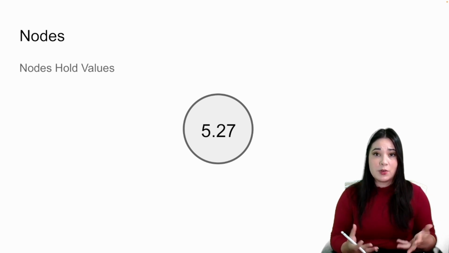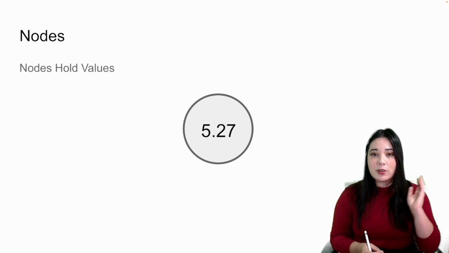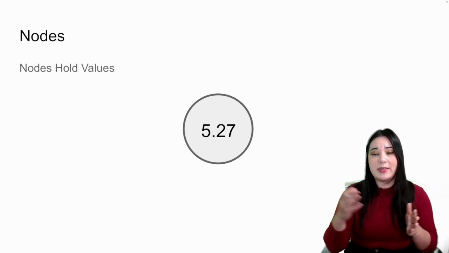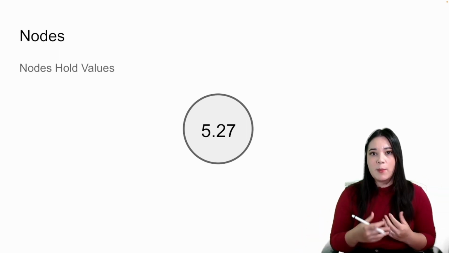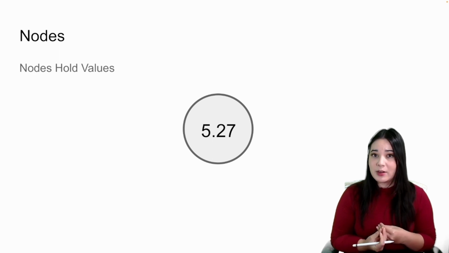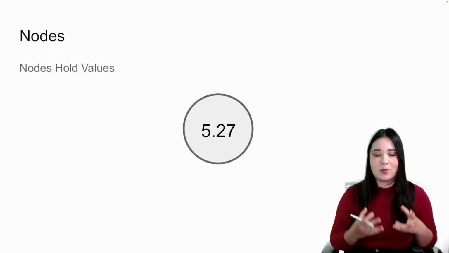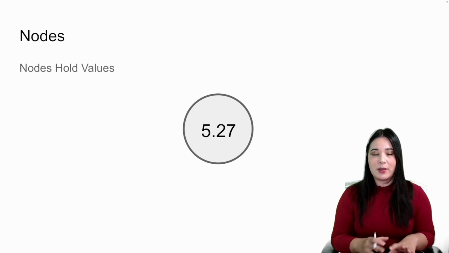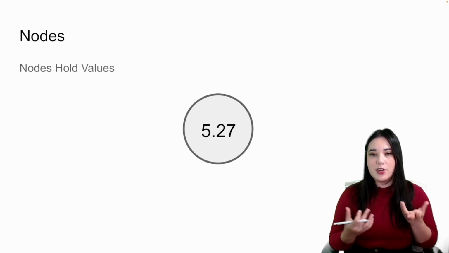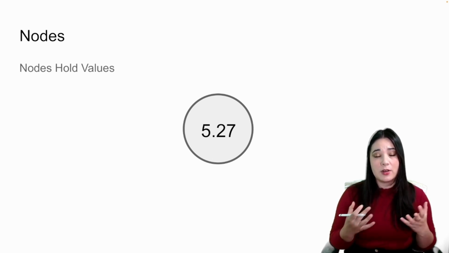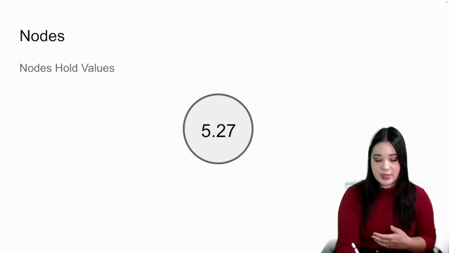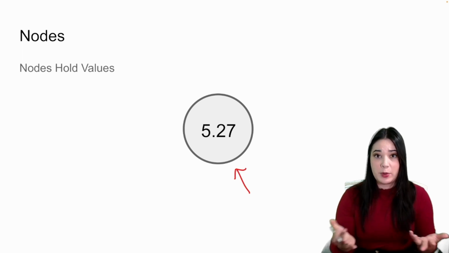So what is a neural network? Well, one thing that you know is that it's a model. Just like all of the algorithms we've learned in this class, the model takes in one or more inputs and then outputs one or more outputs. But let's go over some of the vocabulary of a neural network so that you can understand what it does. The first piece of vocabulary I want to cover is a node. A node is basically just a container that holds a value. For instance, here we have a node with the value 5.27.